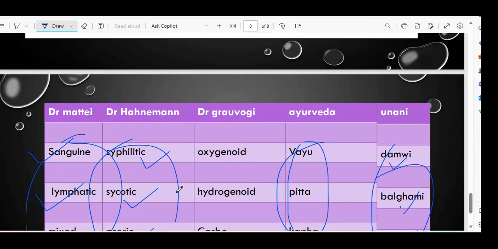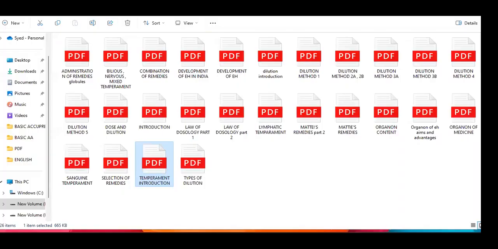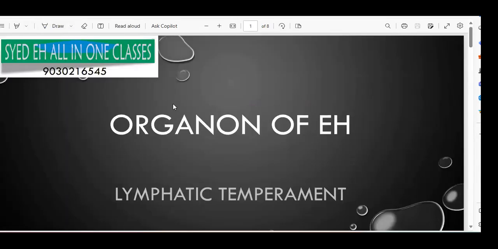First thing is that. Second, what type of organs are sanguine temperament? What type of organs are lymphatic temperament? And what type of organs are mixed temperament? First we have to know about this. When we enter into each temperament's detailed study, we will talk about that. Today we will talk about lymphatic temperament.